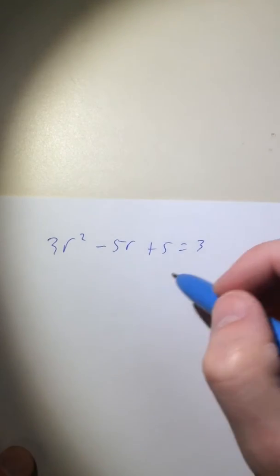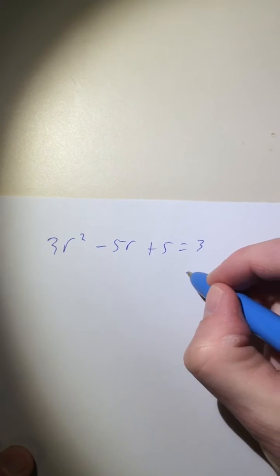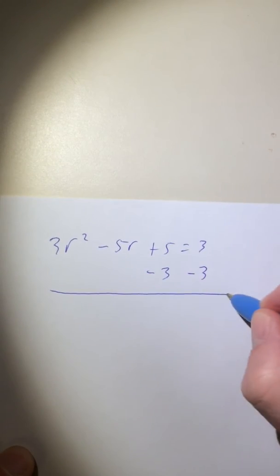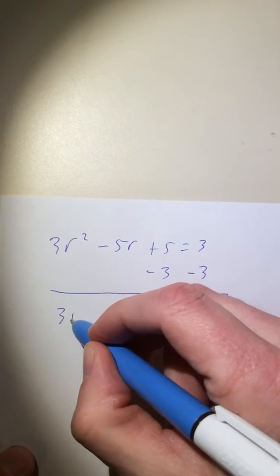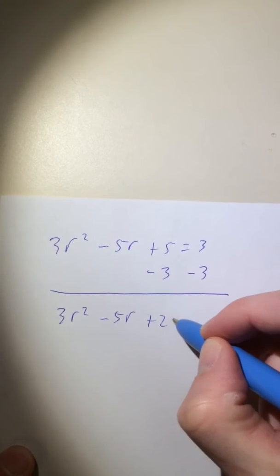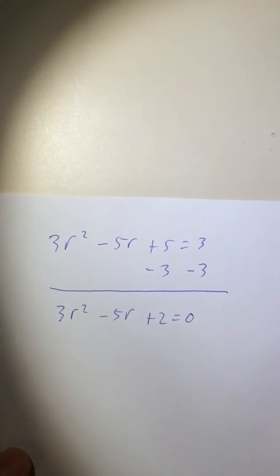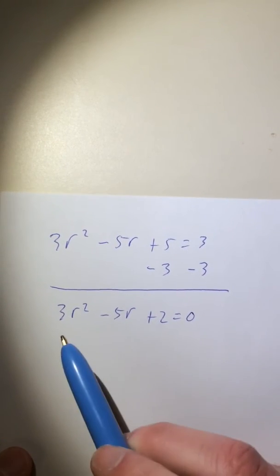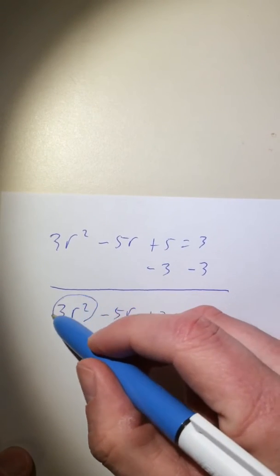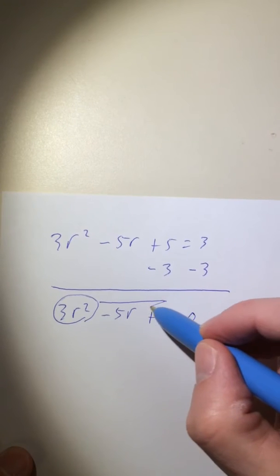So the first thing, of course, to do, as always, is to make sure this is set equal to 0. And we have 3r squared minus 5r plus 2 equals 0. And we notice this is a trinomial with the leading coefficient not equal to 1. So we will multiply the first by the last.